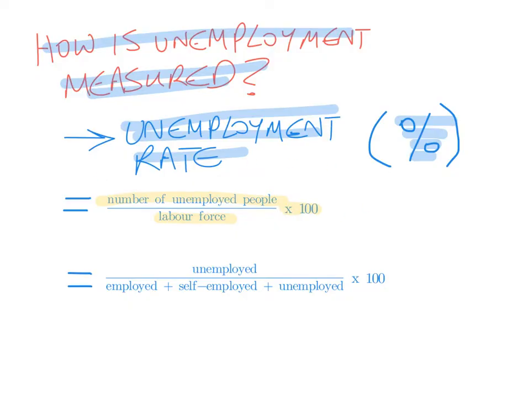Now, some people ask, well, what is the labor force? Okay, so essentially the denominator is the labor force. The labor force consists of people who are employed plus people who are self-employed, they are their own bosses, plus the people who are unemployed. So essentially, it's the number of people that are unemployed divided by the total number of people employed plus the total number of people self-employed plus the total number of people unemployed. All of that is the denominator, multiplied by 100. That should give you a percentage, and that is the unemployment rate.